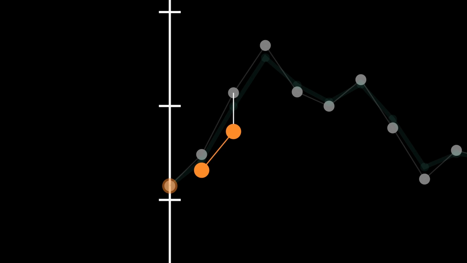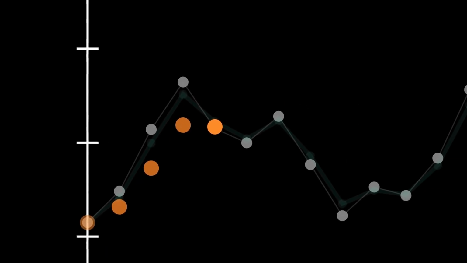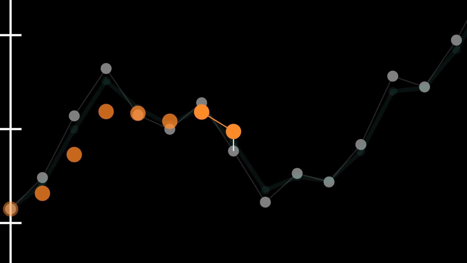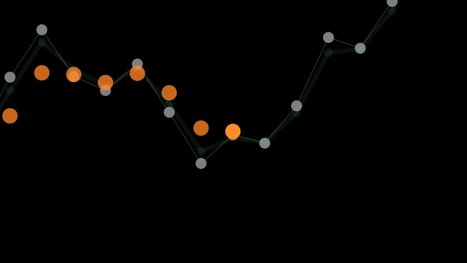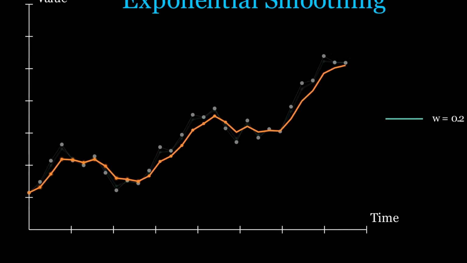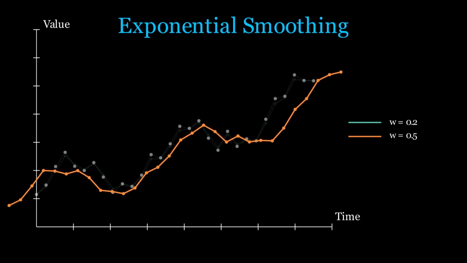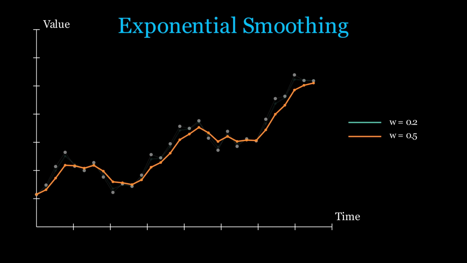We observe more deviation from the raw data when w is 0.5, since the previously smoothed estimate is given more weight. With w increased to 0.5, more weight is placed on past estimates. The orange line is smoother, but deviates more from the raw data.